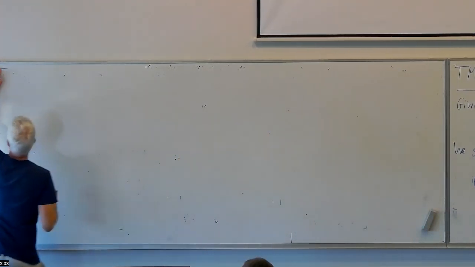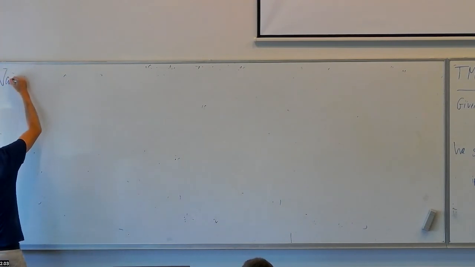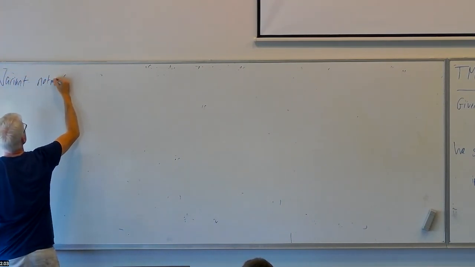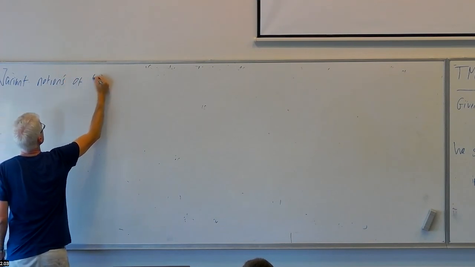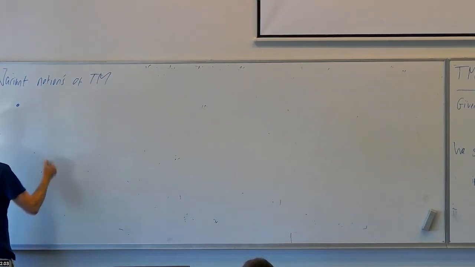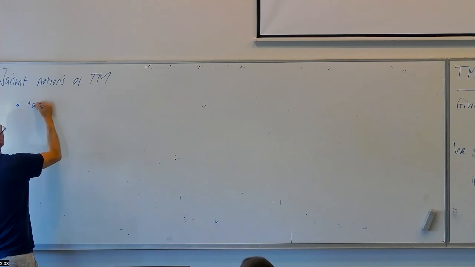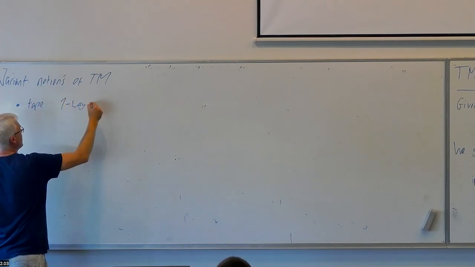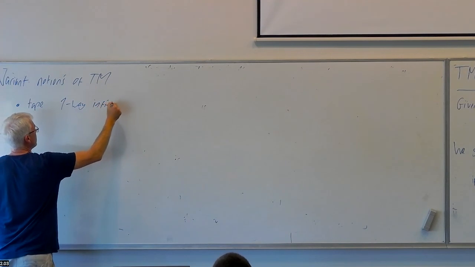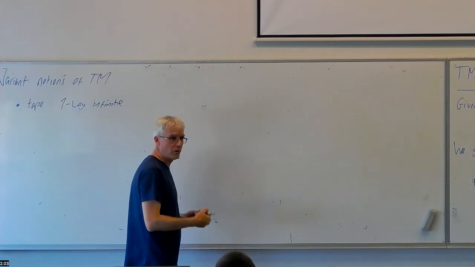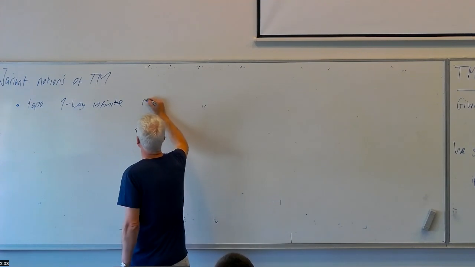So there are many variant notions of Turing machine, in case you think it's a bit arbitrary what we're doing. One such variant is that the tape is only one-way infinite, so infinite to the right, say, rather than two-way infinite. That's making a more restrictive model.